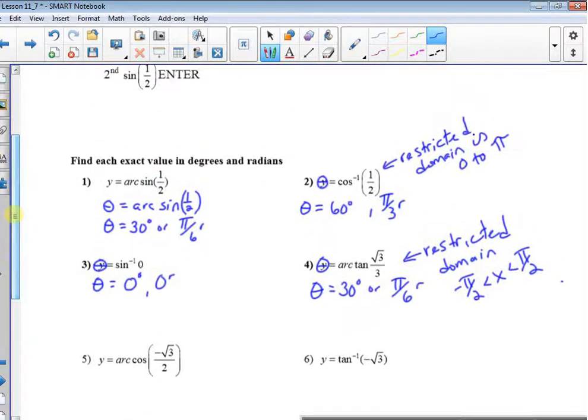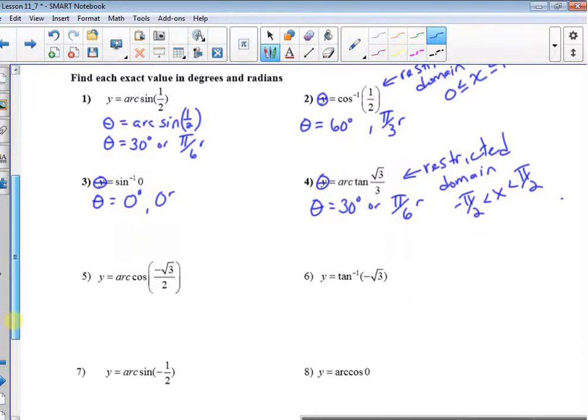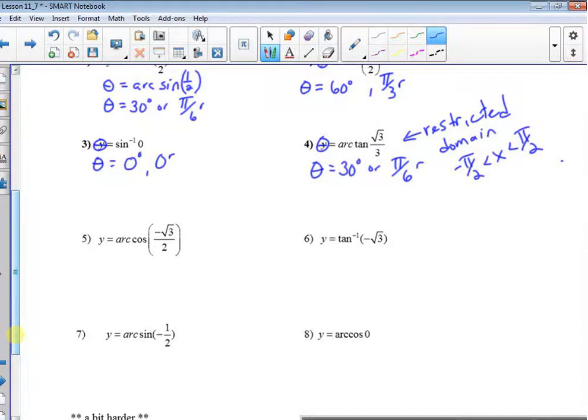I should probably go up and write that more nicely for the cosine, which is 0 less than or equal to x less than or equal to pi. All right, so our cosine, I'm just going to do second cos negative radical 3 divided by 2. And it's going to say 150. So theta is 150, and then 150 times pi over 180 turns out to be 5 pi over 6.